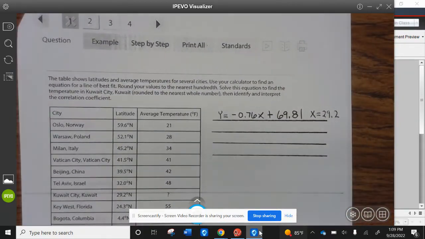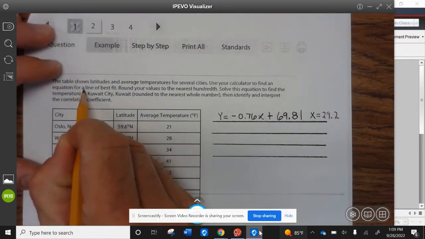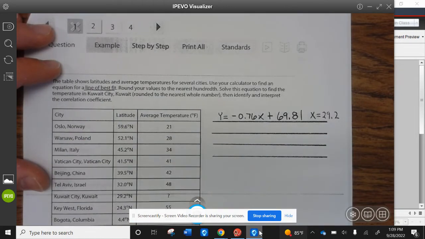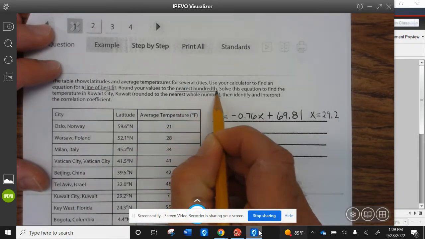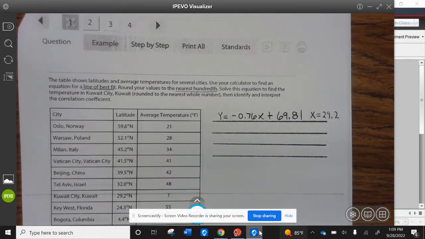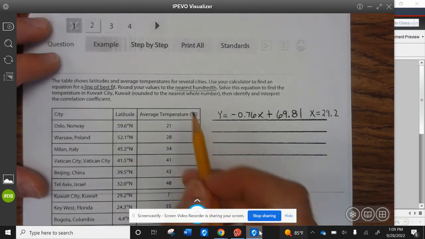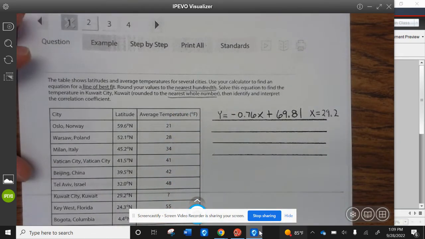All right, example 2. The table shows latitudes and average temperatures for several cities. Use your calculator to find an equation for a line of best fit. So line of best fit. Round your values to the nearest hundredth, that's 2 decimal places. Solve this equation to find the temperature in Kuwait City. Round to the nearest whole number, then interpret the correlation coefficient.